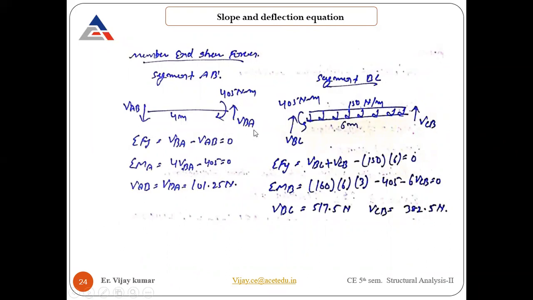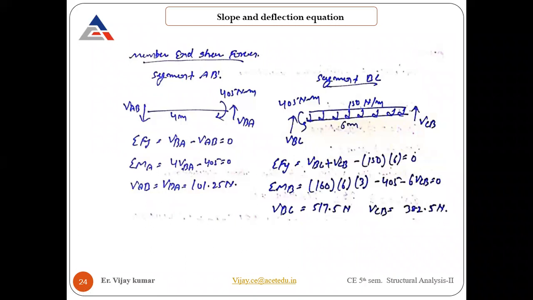So for VAB and VBA, with the moment of 405 Newton meter, just apply the equilibrium equations: the sum of vertical forces is equal to 0 and the moment about any of the support points is equal to 0. So VBA minus VAB, their summation should be equal to 0. Even if you are not sure about one thing, for the sign I'm considering down here, you can take either direction. Suppose you take both sides; ultimately one answer will come out negative, and in that case you have to reverse it.